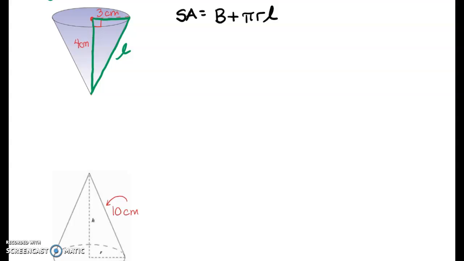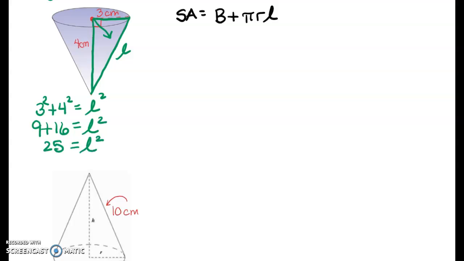Okay, so I know that 3 squared plus 4 squared equals my slant height squared, because my slant height is my hypotenuse. So 9 plus 16, so that's 25 equals slant height squared. So my slant height is 5 centimeters. So let's mark that down, 5 centimeters. So let's find the area of the base. Well, I know the area of a circle, right?